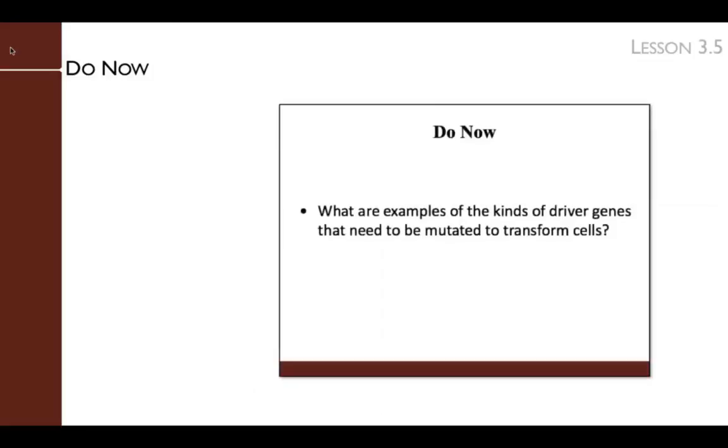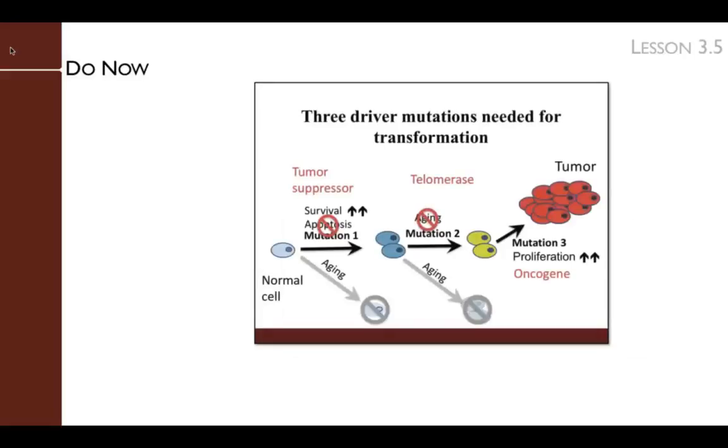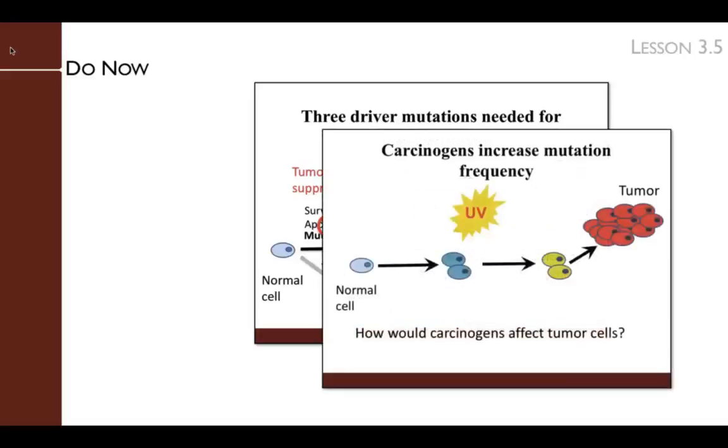The do now begins by asking students for examples of key classes of driver genes that need to mutate in order for a cell to transform. The driver mutations need to inactivate tumor suppressors, increasing survival, activate telomerase, preventing senescence, and activate oncogenes, increasing proliferation. Then the cell will transform into an immortal, hyperproliferating cell and form a tumor. Exposure to carcinogens increases mutation rate, increasing the likelihood that the key drivers will mutate and transformation will occur.